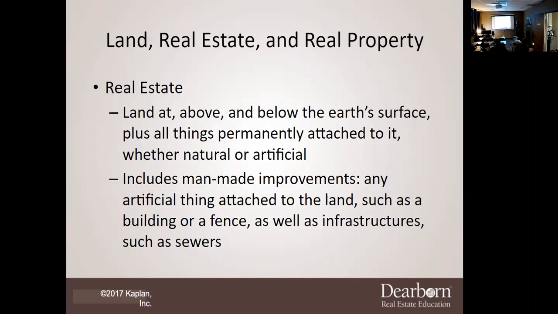Now, it is also going to include man-made improvements and any artificial things attached to the land, such as a building or a fence, as well as infrastructure such as sewers. So it is extremely important that you be able to differentiate between these items, because we do have these different structures and these different things.